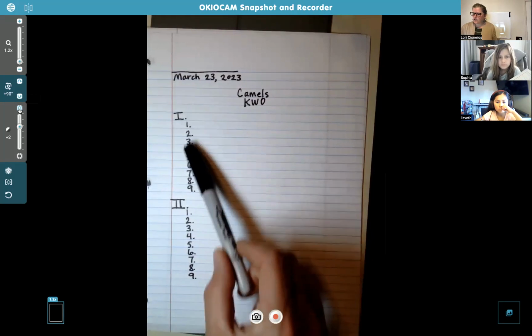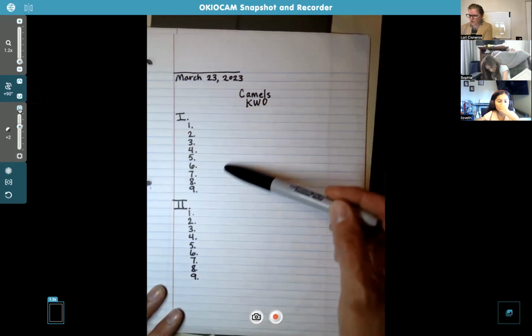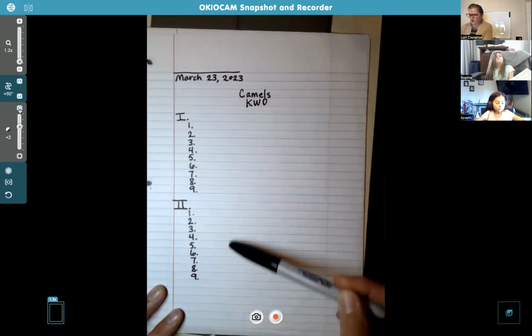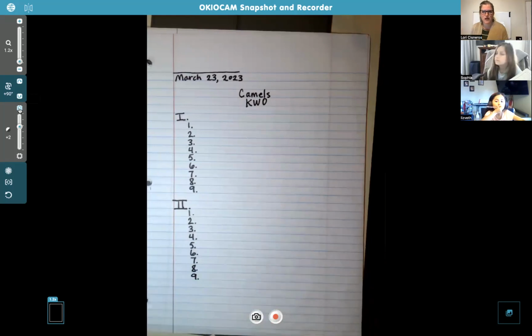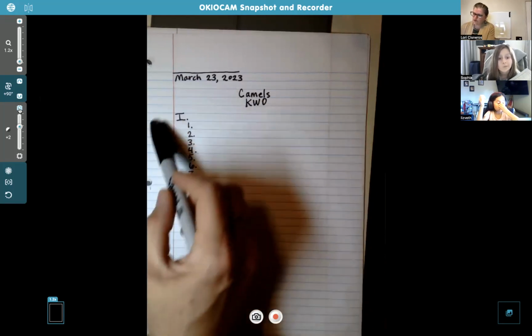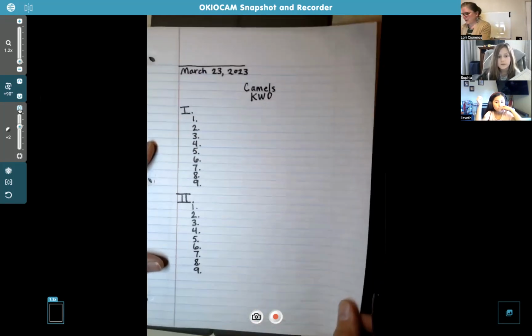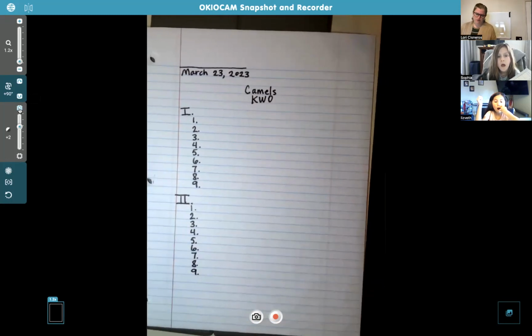So notice I have 2 groups here. I have this group of numbers and this group of numbers. These now represent the paragraphs because the camel story has 2 big paragraphs. So this is the first paragraph and this is the second paragraph.